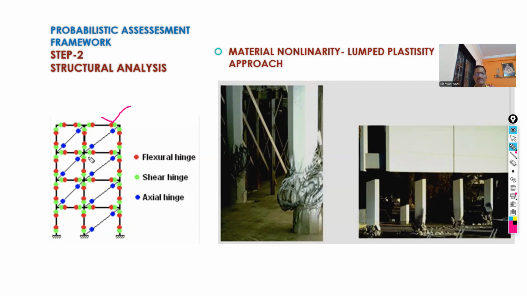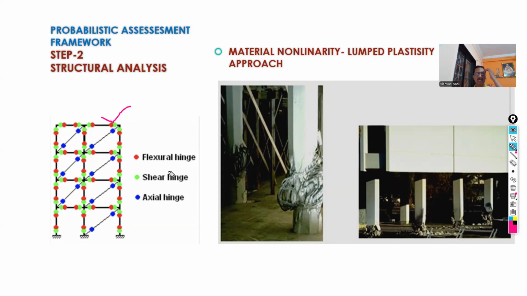So if there is a diagonal member, how does it fail during an earthquake? Under axial loading. So for the diagonal member, we assign only the axial hinge. For example, beams and columns fail either in flexure or under shear. Therefore, for beams and columns, we assign flexural as well as shear nonlinearity.